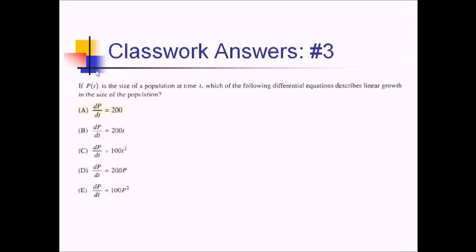On this problem, if P of t is the size of a population at time t, which of the following differential equations describes linear growth in the size of the population? So if we have linear growth in the population, that means it is growing at a constant rate. Linear growth means we have a constant slope. So which of these has a constant slope?